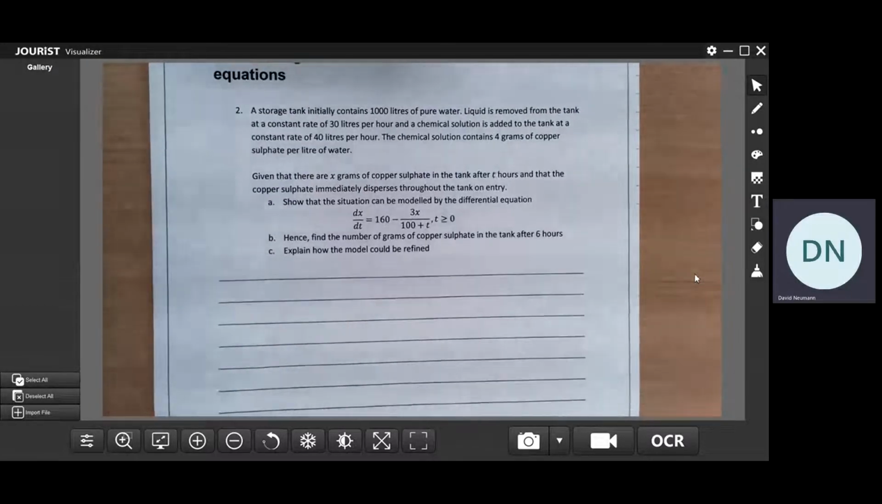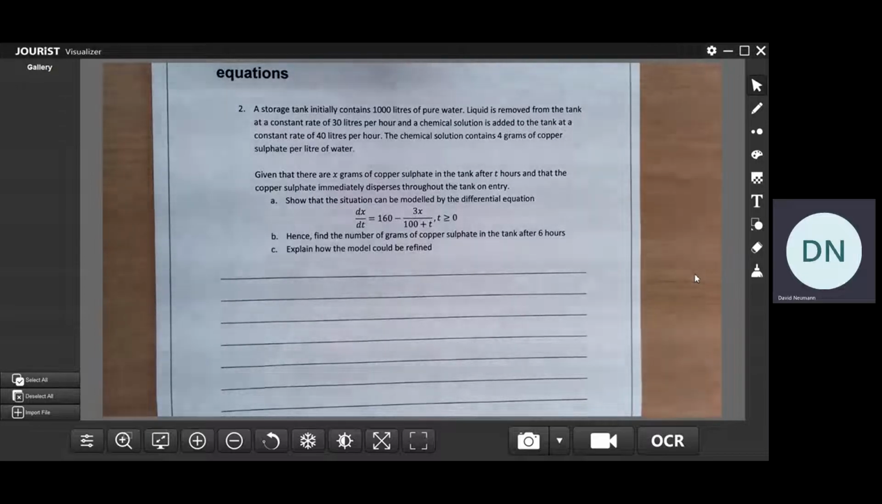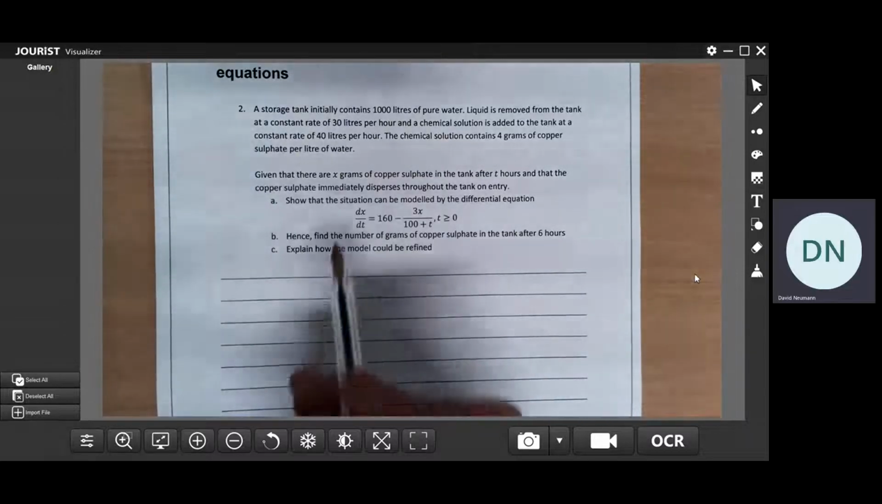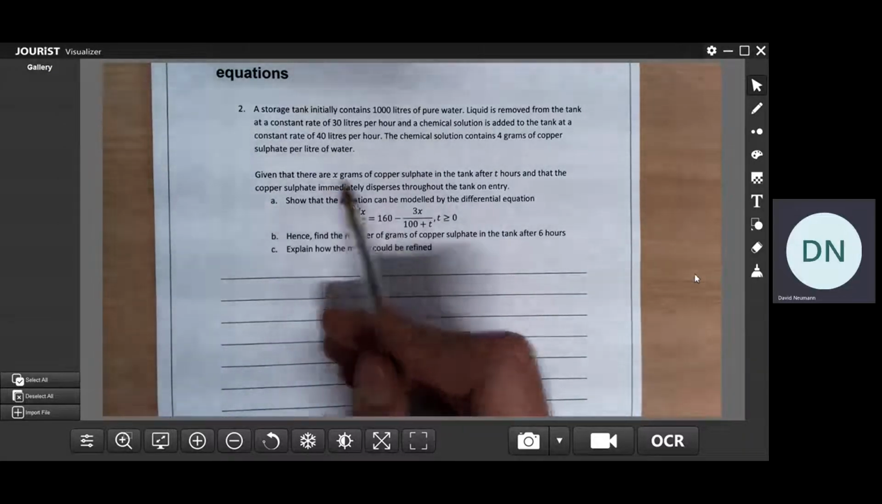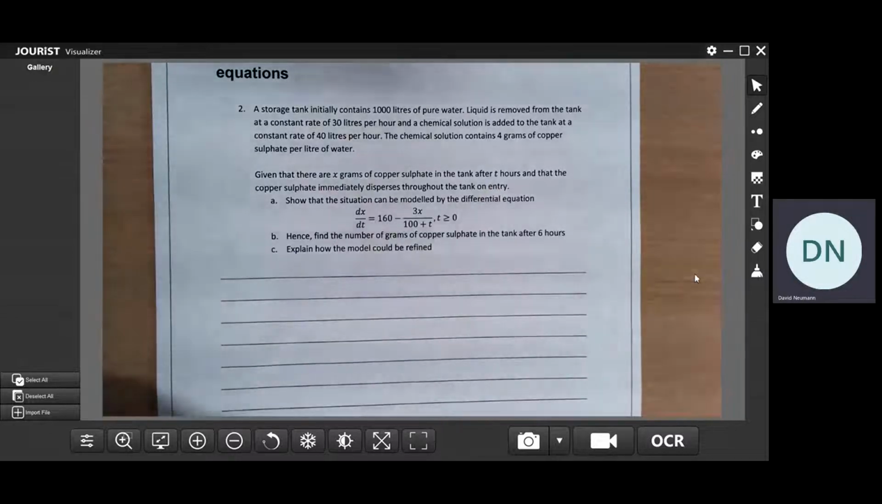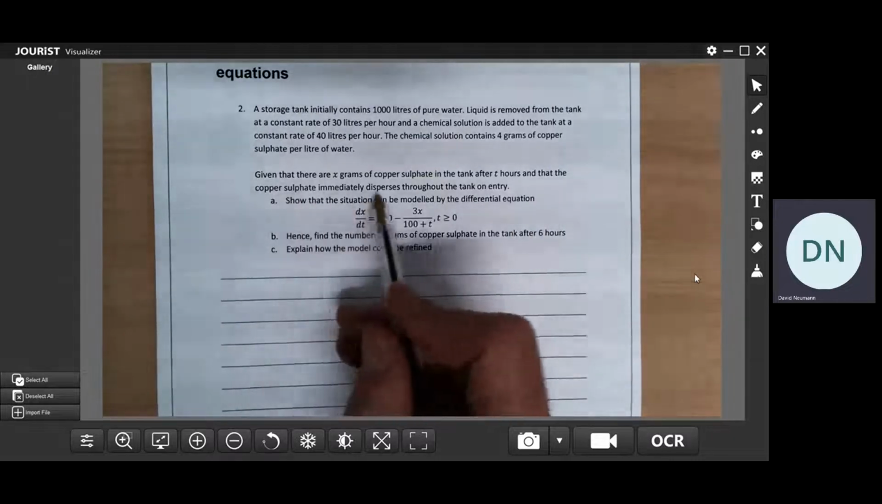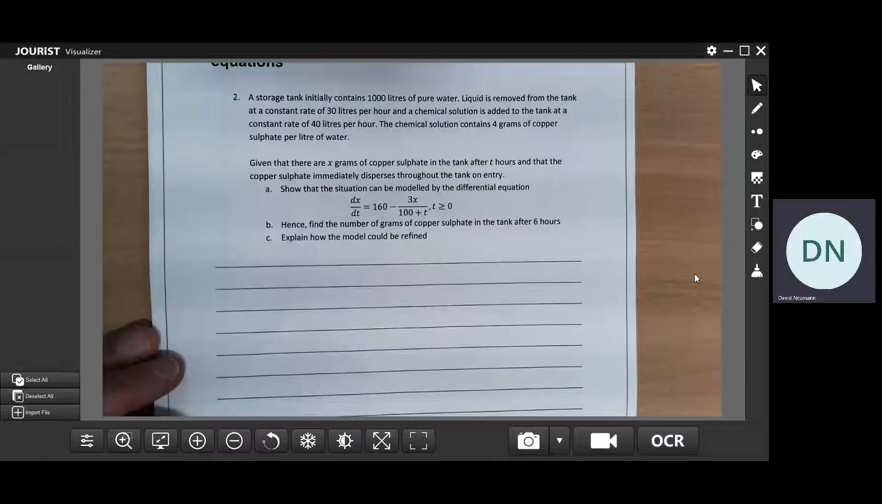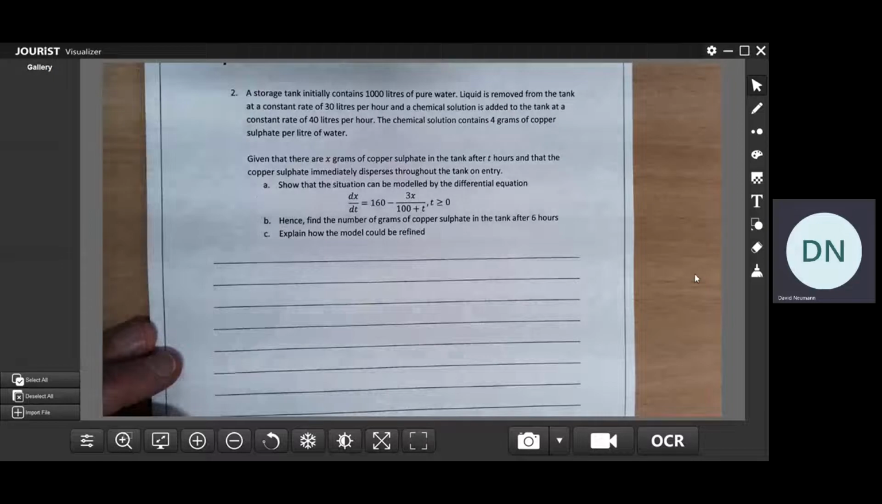So we've got a storage tank containing 1,000 litres of pure water. Liquid is removed from the tank at a constant rate of 30 litres per hour. And we're adding a solution of copper sulfate to the tank at 40 litres per hour. And we're interested in the mass of copper sulfate, which is given by X, in the tank after T hours. We're assuming that the copper sulfate immediately disperses through the tank on entry.